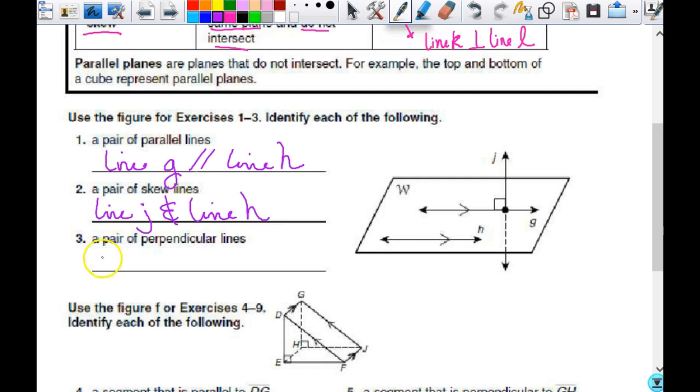And then name a pair of perpendicular lines. So line J is perpendicular to line G. Those should be super easy questions based on this very simple picture, but I just wanted some writing practice of how to name these things. Okay. Everybody good with all those?